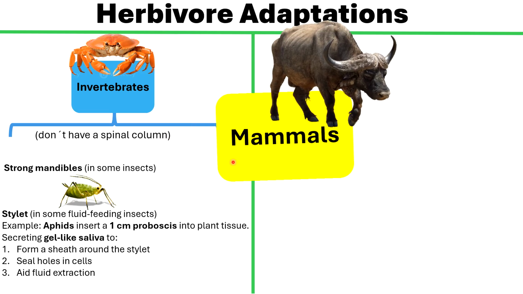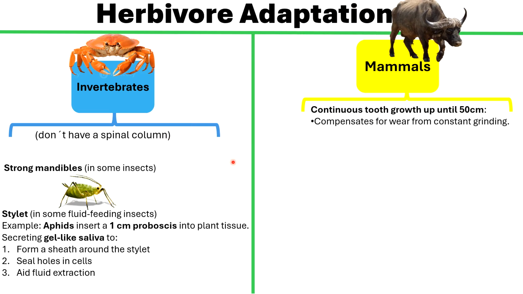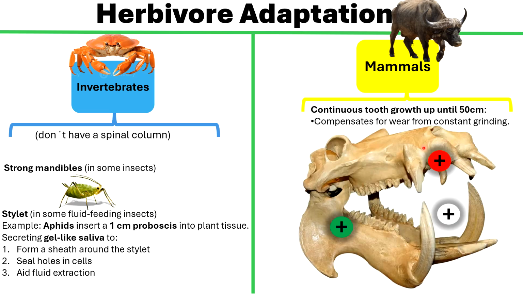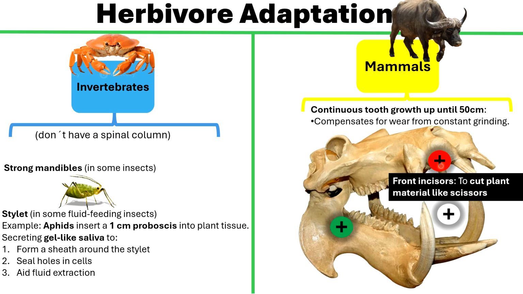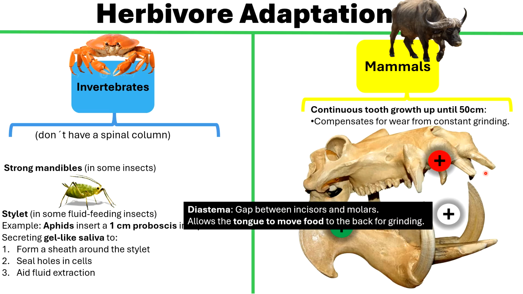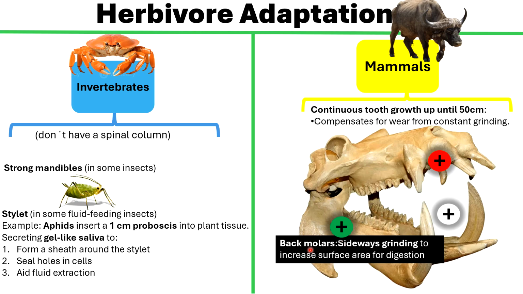Now, looking at mammals, we'll have that they can grow teeth up to 50 centimeters long, and this compensates for the constant grinding wear that comes with all this plant chewing, okay? So looking at the structure, we have that their front incisors right here are used to cut plant material like scissors. Then they have a gap called the diastema, so it's a gap between the incisors and molars that allows the tongue to move food to the back for grinding, which happens in the back molars, okay? So this sideways grinding increases surface area for digestion.